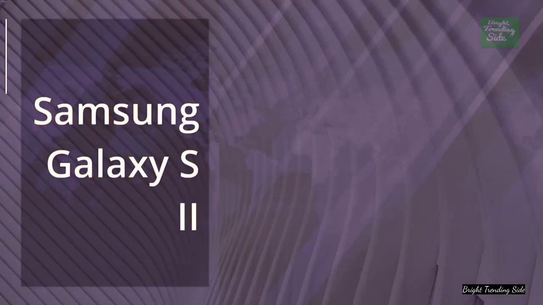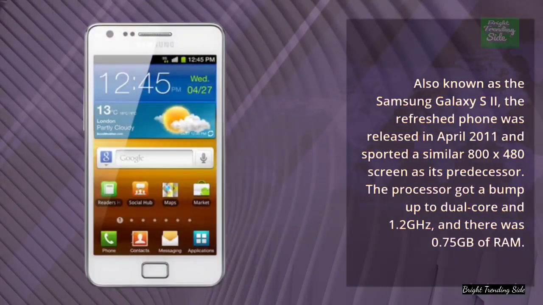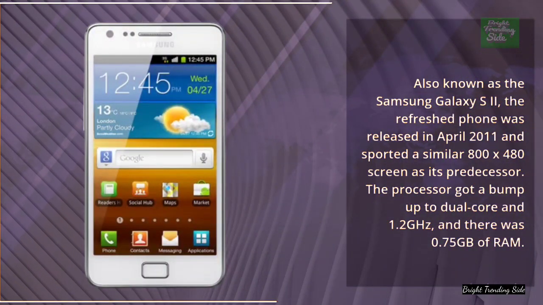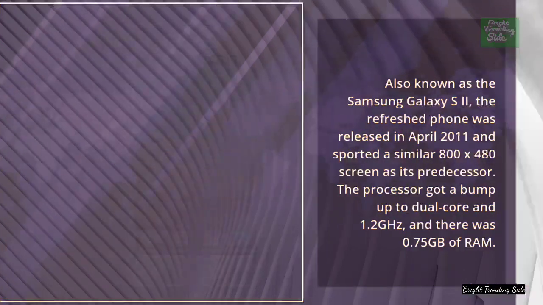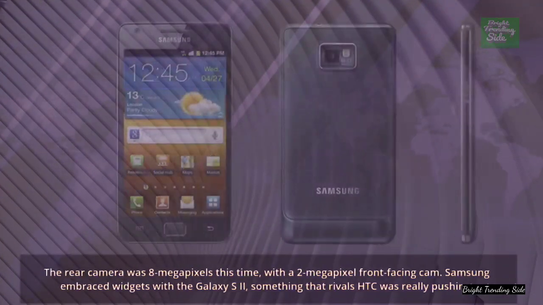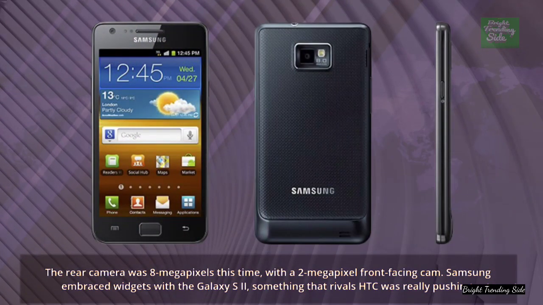Samsung Galaxy S2. Also known as the Samsung Galaxy S2, the refreshed phone was released in April 2011 and sported a similar 800 by 480 screen as its predecessor. The processor got a bump up to dual-core and 1.2 GHz, and there was 0.75 GB of RAM. The rear camera was 8 megapixels this time, with a 2 megapixel front-facing cam. Samsung embraced widgets with the Galaxy S2, something that rivals HTC was really pushing.